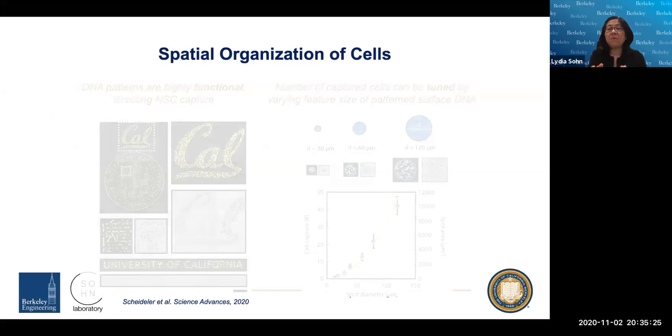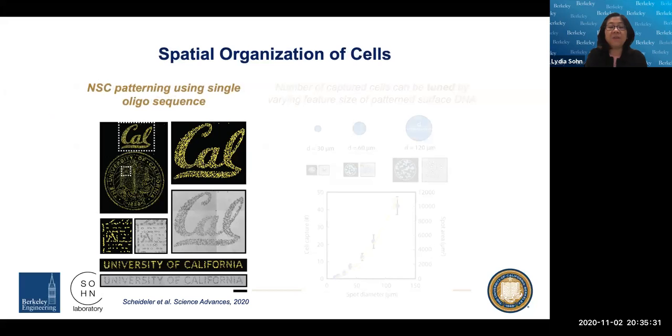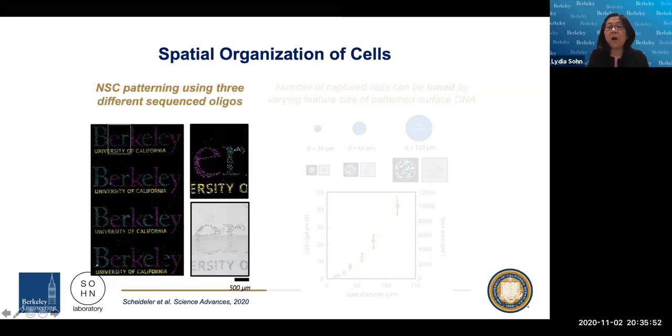Now, with high throughput DNA patterning, you can achieve spatial organization of the cells. For instance, here is an example whereby we used a single oligo sequence and we patterned neural stem cells that we tagged with a fluorophore. And you can see how well we're able to pattern these cells into the logo of the UC Berkeley and of Cal.